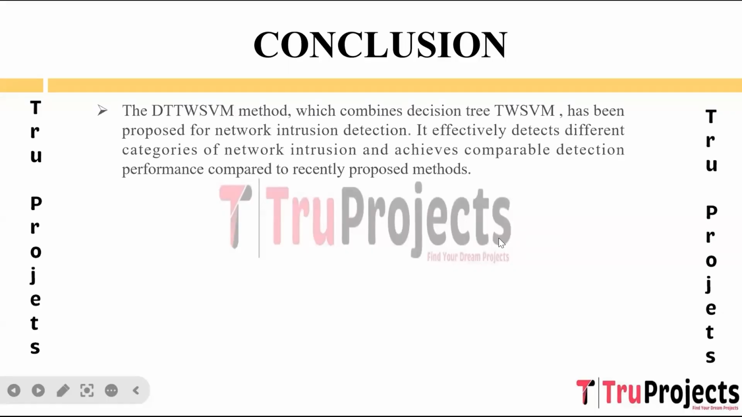The conclusion of the project: DTTSVM, Decision Tree Twin Support Vector Machine, combines decision tree structures with twin support vector machines for precise detection of various network intrusions, showcasing performance comparable to recent methods.